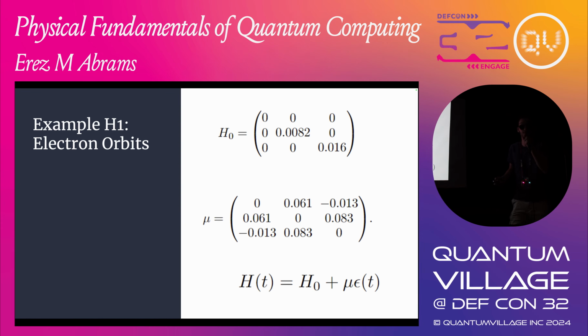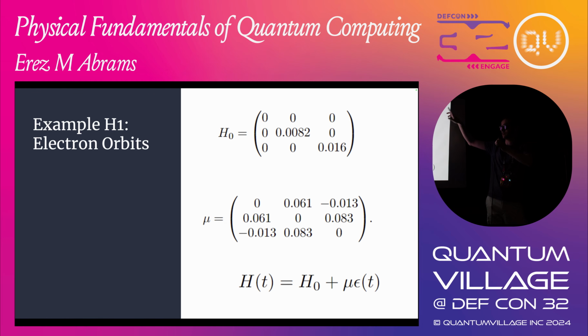Okay. So here's an example. Electron orbits. These don't look like orbits. Yeah, they don't look like orbits to me either. But what we have is sort of a low-dimensional approximation of what an electron's orbits might be. So this is, I believe, a CO2 molecule. This is the electron orbits of a CO2 molecule, just the first 3 energy levels.